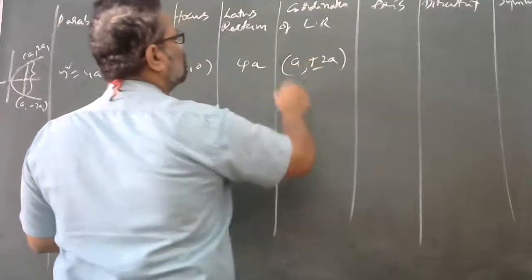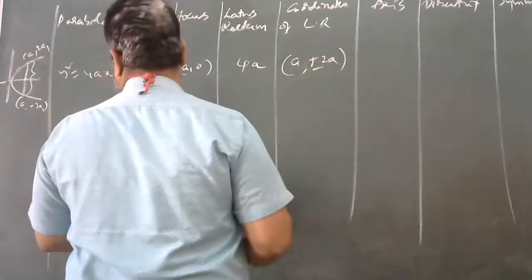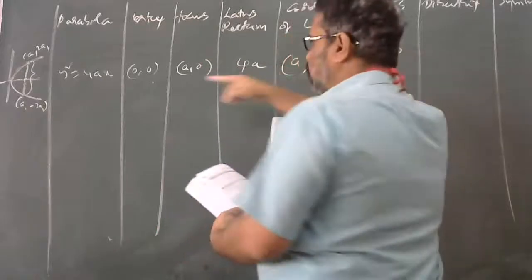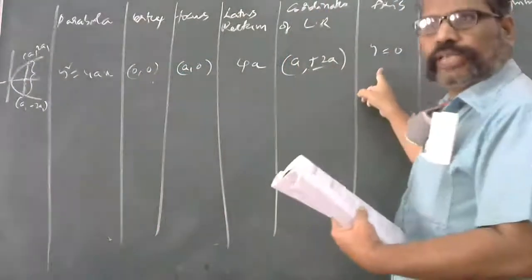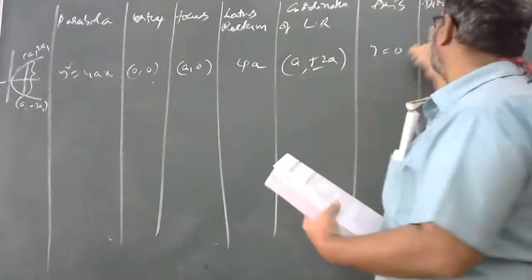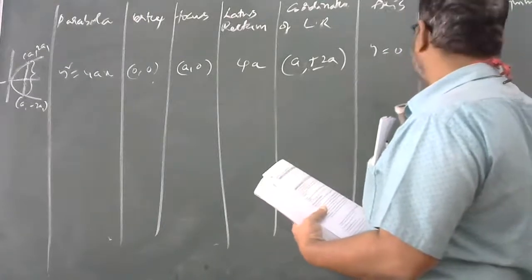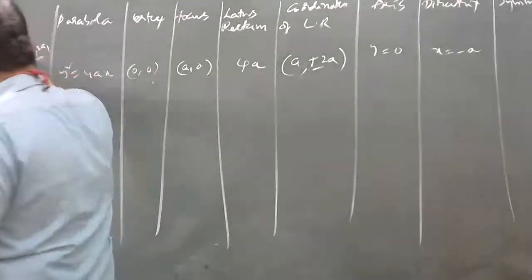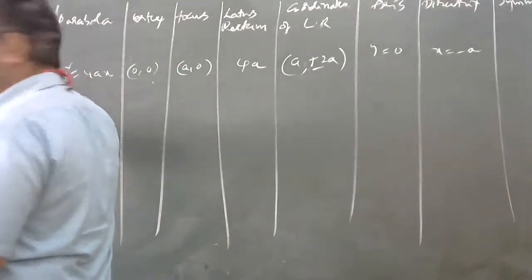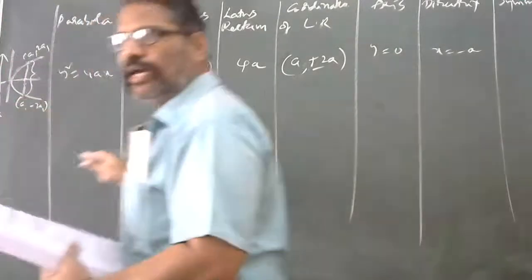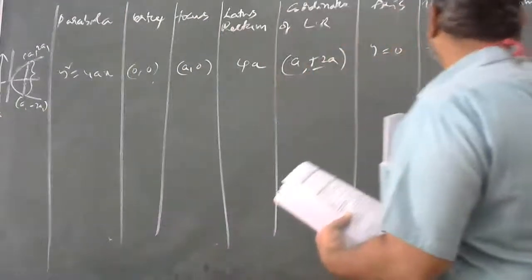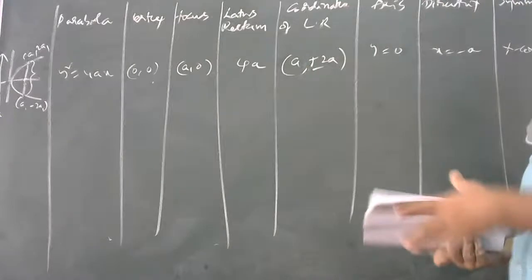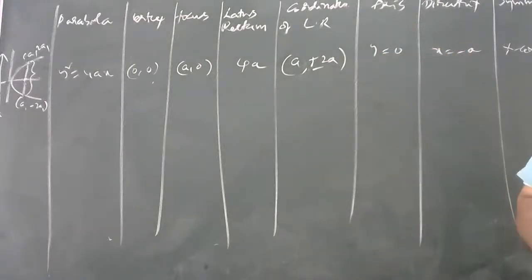Next, axis is y equals 0, because it is symmetric about the x-axis. Then the directrix is x equals minus a, on the left side of the x-axis. And symmetry is the x-axis. These are the total parts of each parabola.